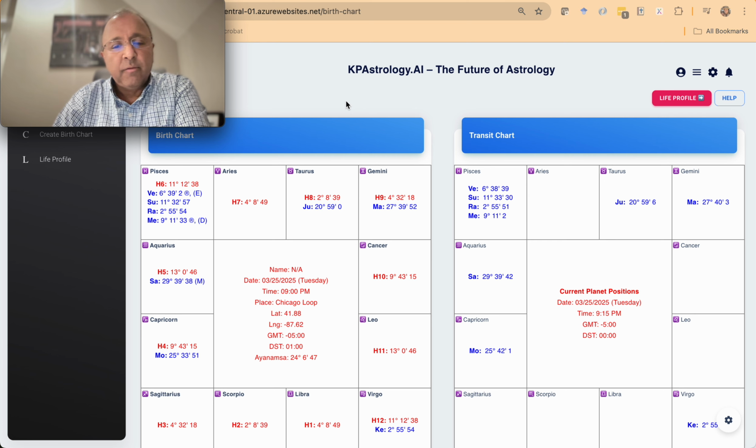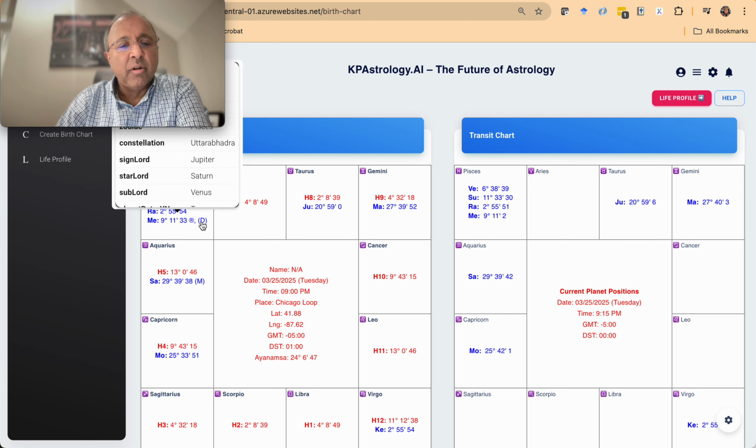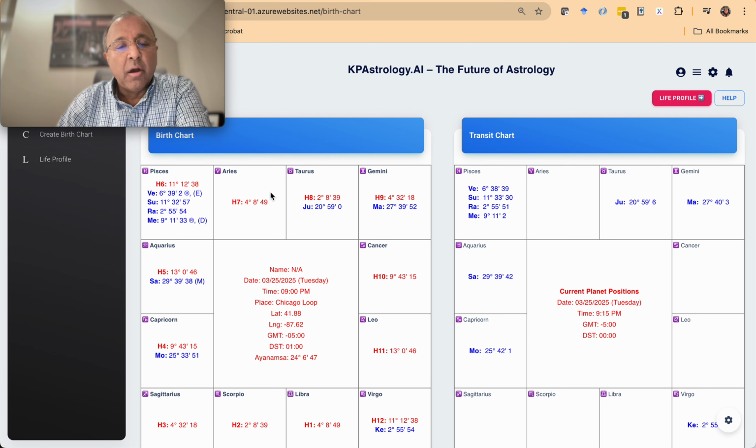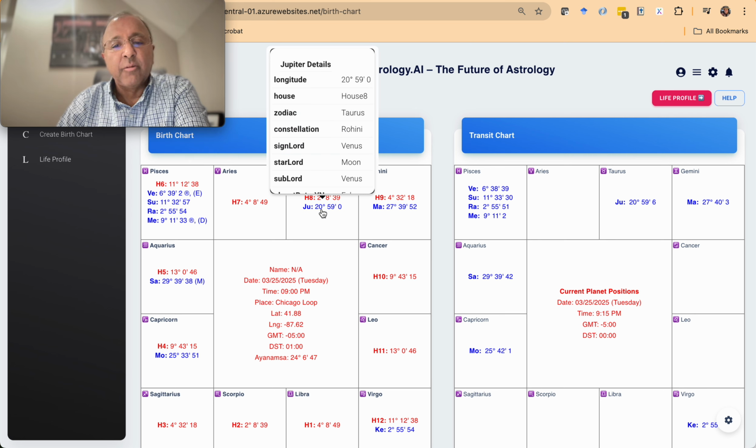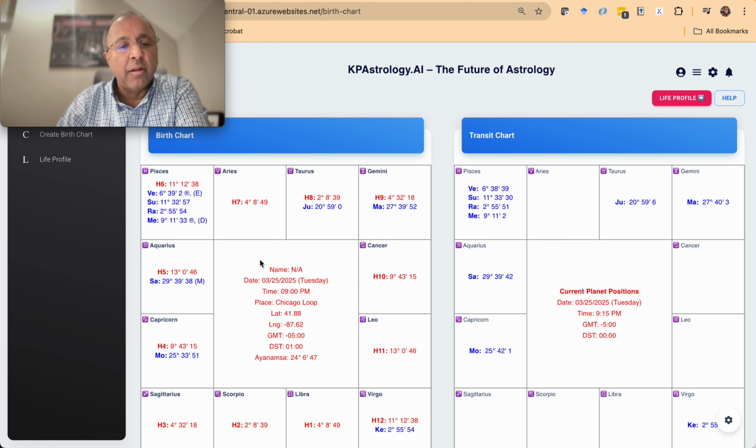So here's a chart for the 25th of March, that's today, 9 p.m. Chicago. And it just casts the chart. As you can see, the planet positions are all here. There are planets that are in exaltation and there's some in debilitation. There's a retrograde planet here. As you can tell, you can get all the details by hovering on the planet itself.